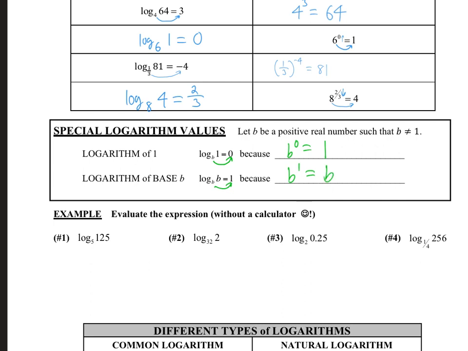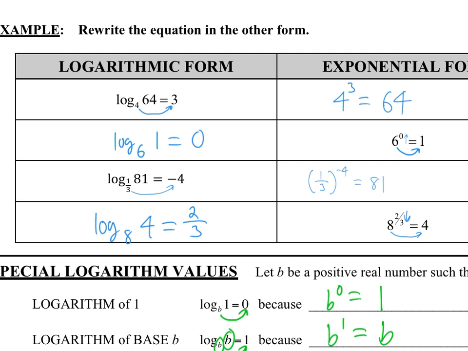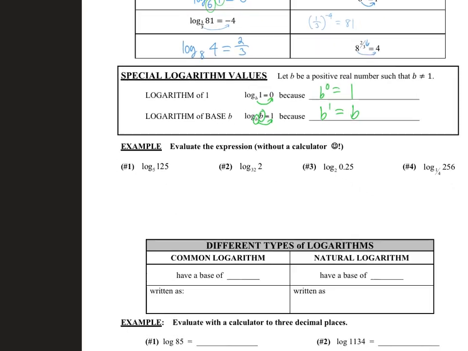Okay? So what log is saying is, b to what number or what value equals b. B to what number equals b. In this case, it's b to the first power. Over here, it's saying 4 to what power equals 64 is what the log is saying. It's saying 6 to what power equals 1. Okay, that's what log basically means.